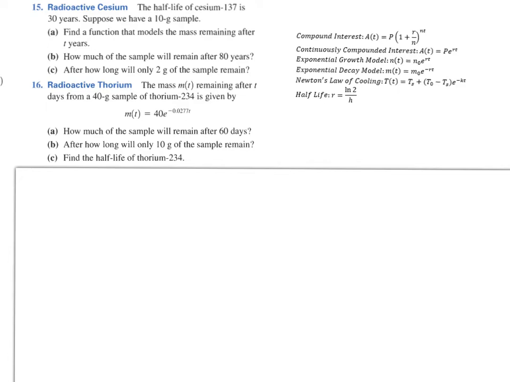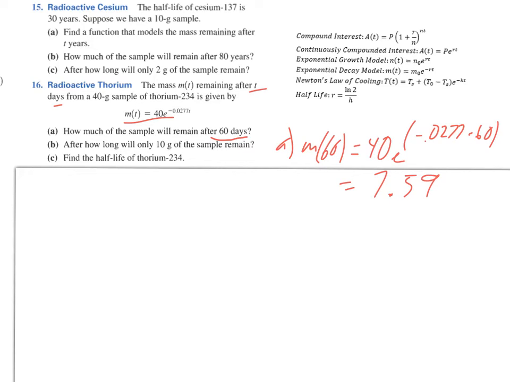All right, next up here we got number 16. So this one is giving us the equation already. And so then it just says how much will remain after 60 days. It does say that time is in days on this. So that just means for part A, I'm just going to plug in 60. So it'll be m of 60 equals 40 times e to the negative 0.0277 times 60. And I don't need logs for this. I know everything on that right-hand side, so I can just type it into my calculator just like that. And that is 7.59. And this is in grams because that was just the units given.